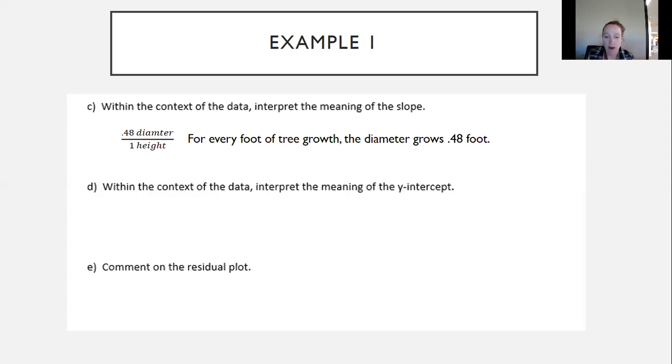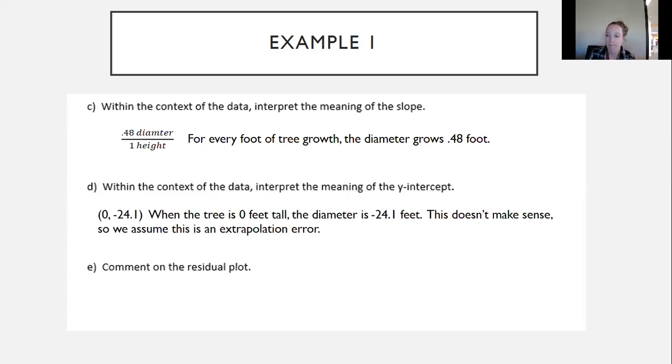So again, in the context of the data, interpret the y-intercept. The y-intercept is a coordinate point, so write out your coordinate point. It's (0, -24.1). 0 stands for the x, and the -24.1 is the y. So when a tree is 0 feet tall, the diameter is -24.1 feet.